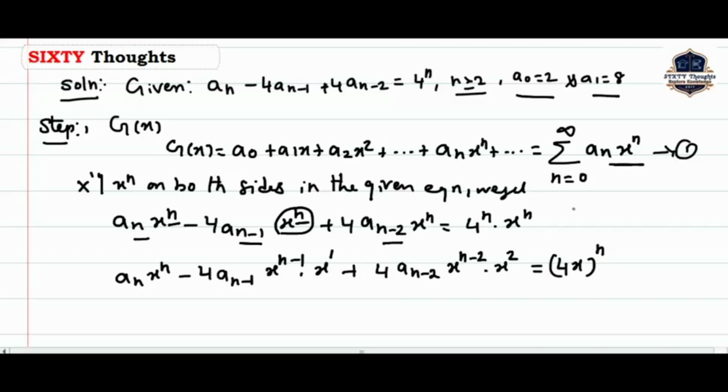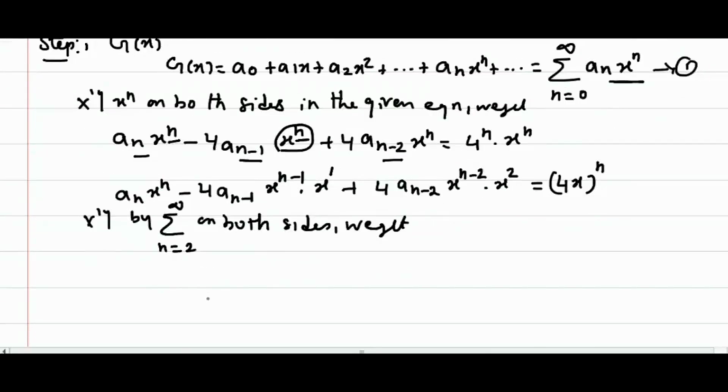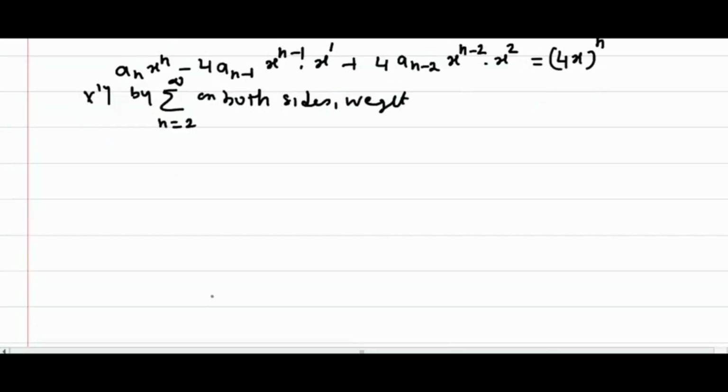Now you see equation 1, summation a_n x^n is there, but here we have a_{n-1} x^{n-1}. So I am going to multiply by summation on both sides in the above equation. But here summation is from 0 to infinity, while the given equation is n varies from 2 to infinity. So we multiply by summation n varies from 2 to infinity in the given equation.